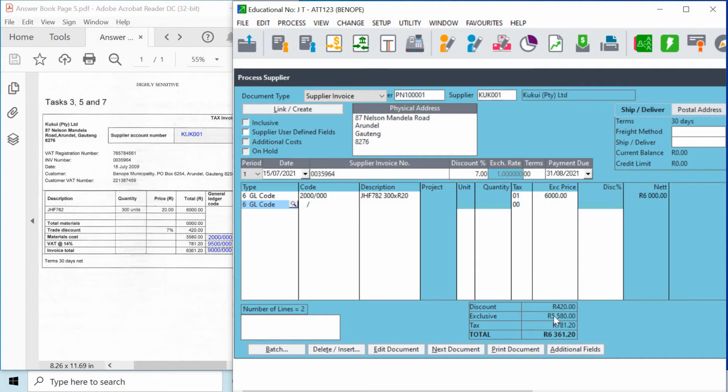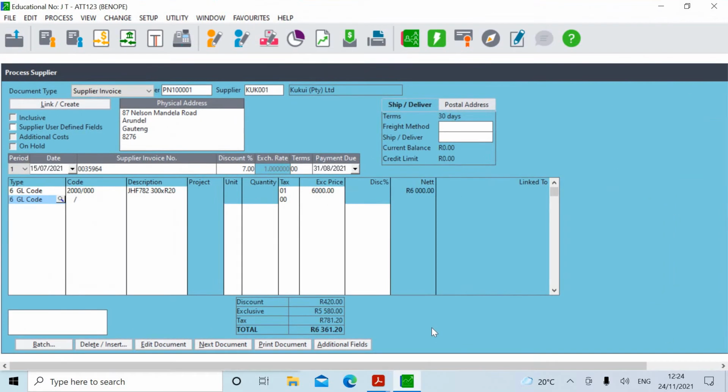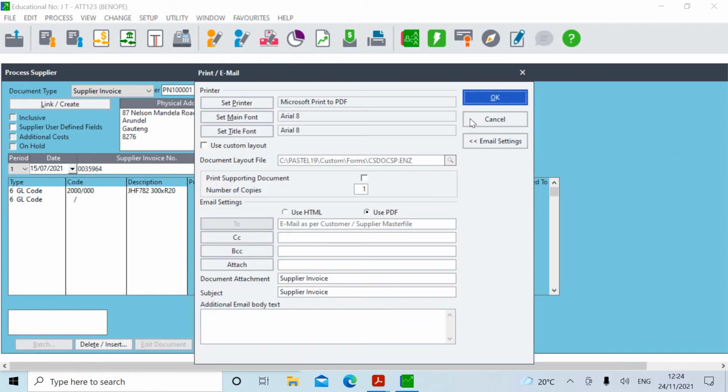Discount is 420, exclusive price is 5,580, tax is 781.20, and our total is 6,361 Rand 20 cents. Our totals agree on our invoices. We can complete the supplier invoice in Pastel Partner by selecting next document at the bottom and cancel the printing again.